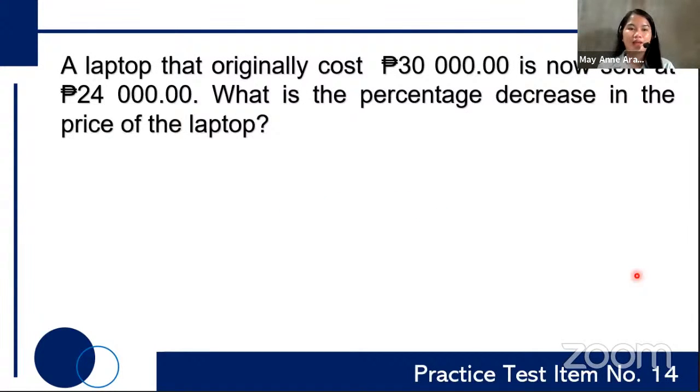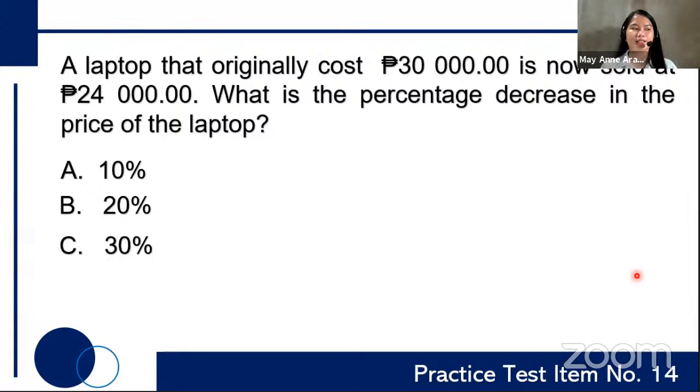Okay, next. A laptop that originally cost 30,000 pesos is now sold at 24,000. What is the percentage decrease in the price of the laptop? A, 10%. B, 20%. C, 30%. D, 40%.